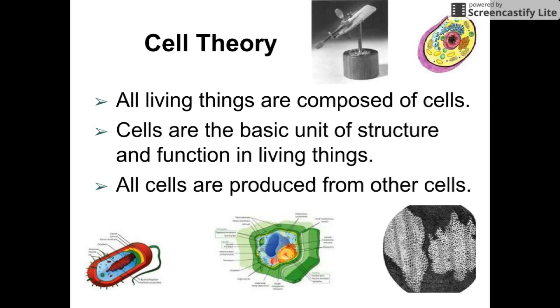The third part says that all cells are produced from other cells. This means that spontaneous generation could not occur. Cells can only come from other cells when they divide. You cannot have things that are not living and that are not composed of cells suddenly creating cells. It doesn't work that way. Cells are coming from the other cells that are already in existence.